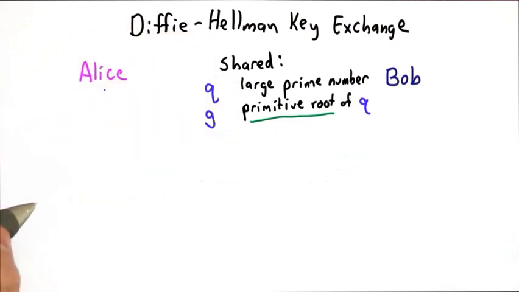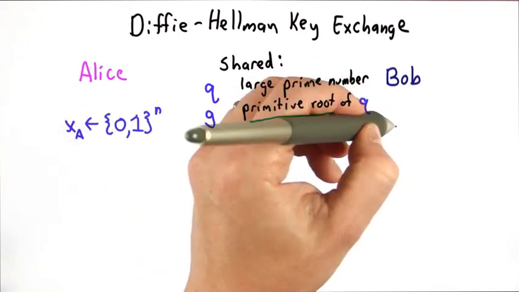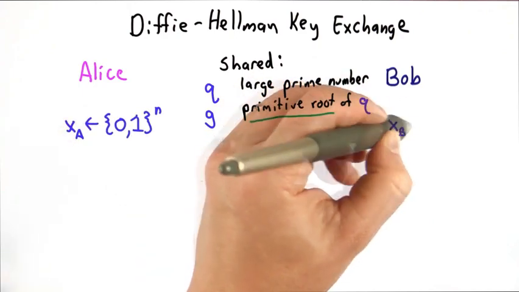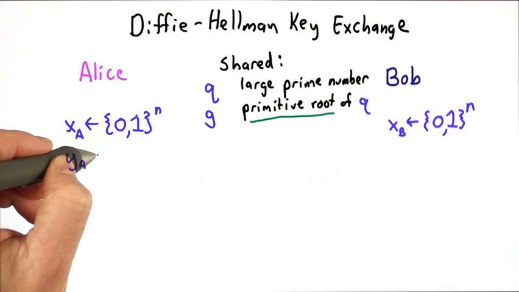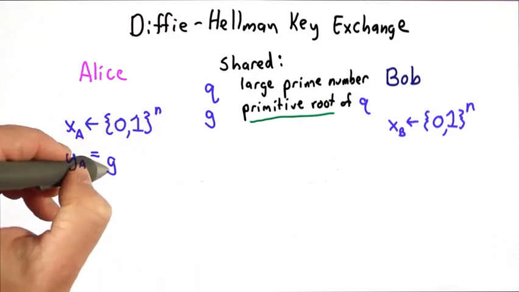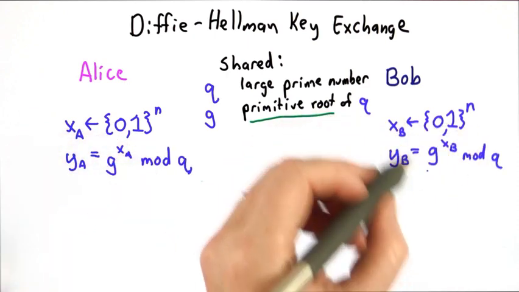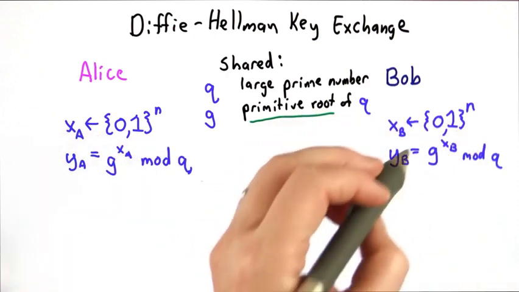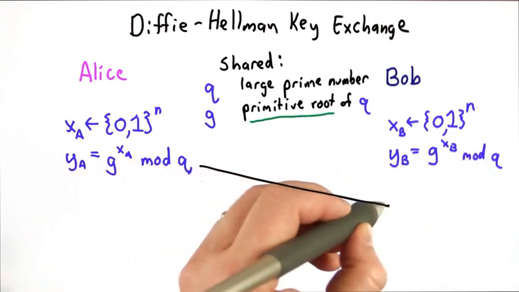And then here's how the protocol works. Alice will select a large random number, and Bob will also select his own large random number. This is like selecting the secret paint colors. Then Alice will compute a value we'll call ya, and she'll compute that by raising g to the xa power and doing this modulo q. Bob will do the same thing, but with his secret power xb, so he'll raise g to the xb power modulo q.